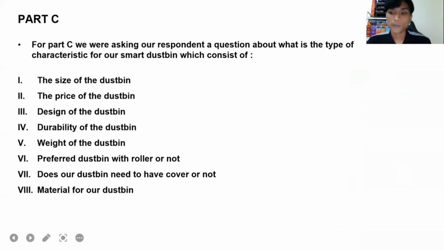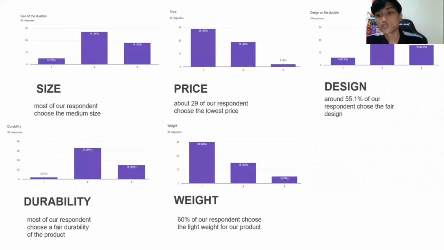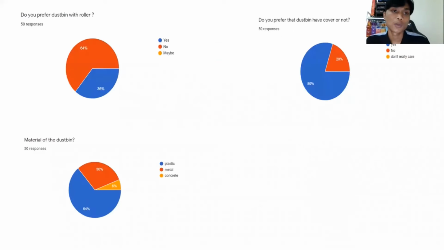Part C is the most important part because it relates to our HOQ. For part C, we asked what the characteristics of our smart dustbin should be: first, the size, the price, design, durability, and also the weight of the dustbin. We also asked whether they prefer a dustbin with a roller or not, with a cover or not, and also the material of the dustbin.